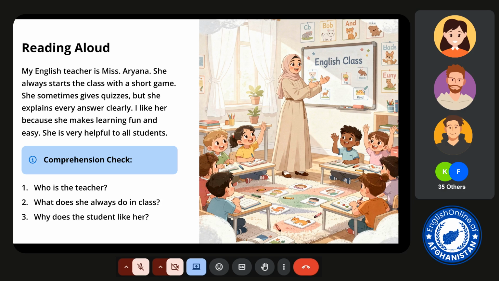Yes, you can answer the second question. Why does the student like her? The student likes her because she makes learning fun and easy. Excellent, because she makes learning fun and easy. That was so great. You picked the correct answer. So now, guys, let's move on to the next slide. If you do not have any question here, in the next slide we have the vocabulary session.